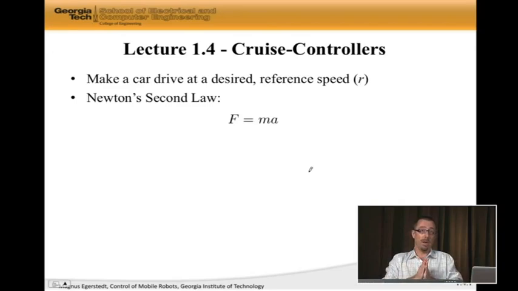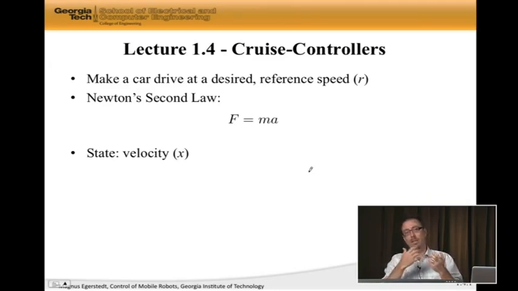Newton's second law says that the force is equal to the mass times the acceleration. This is what we're going to have to start with. There's nothing we can do about this. It is what it is. Now, what is the state of the system? Because we need to somehow relate Newton's second law to the state.